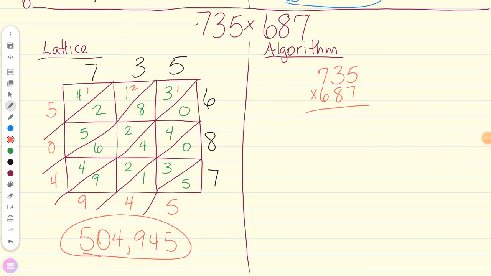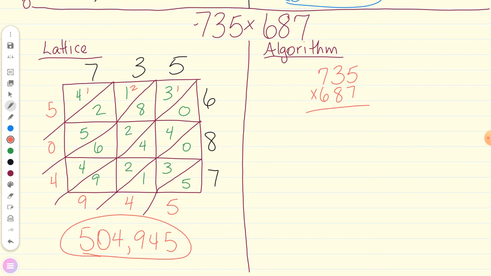Okay, so lattice is always an option. Remember, it's exactly the same as 2 by 2, 3 by 2. We just have extra numbers to multiply. Algorithm, I have it set up. Who wants to help me start? Do the whole first partial product. Mila, what do I do first?